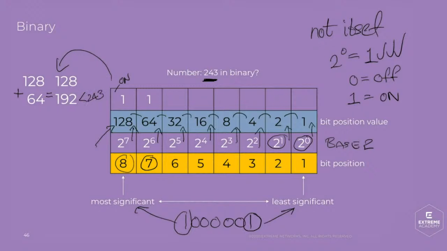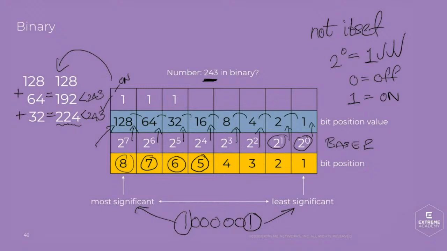Now, do I turn on this one? Do I turn on this bit position number 6? If I turn that on, that's 32. So does 32 plus 192, is it less than 243? Let's see. If I turn it on, then it is a value of 32. And if I subtotal it, there we go. It's going to 224. Is that less than 243? Yes. So I got to keep going.